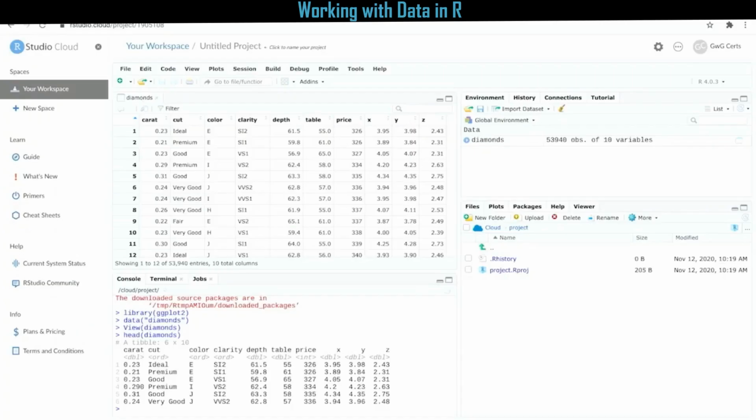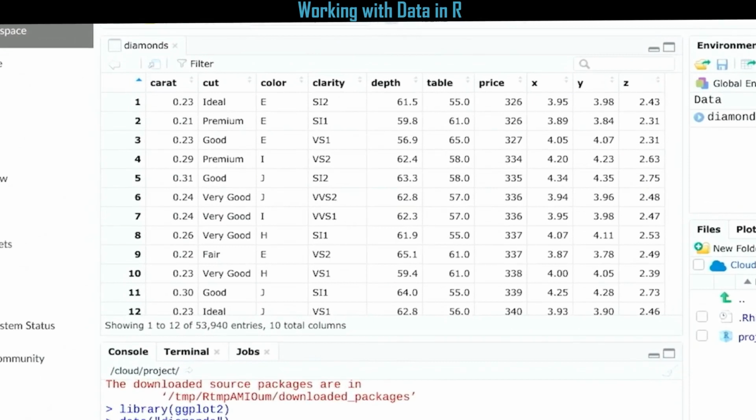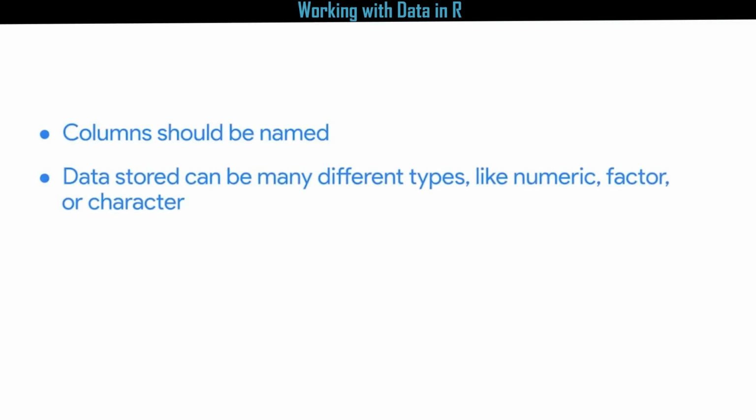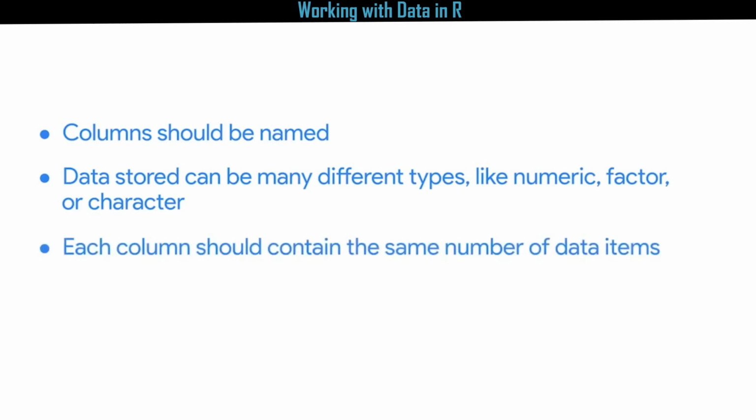Let's think back to our example. Each of the columns are named based on the variable they represent. There's carat, cut, color, clarity, depth. All of these columns represent data about the diamonds. Next, it's important to know that the data stored in your data frame can be many different types, like numeric, factor, or character. Often, data frames contain dates, timestamps, and logical vectors. Finally, each column should contain the same number of data items, even if some of those data items are missing.